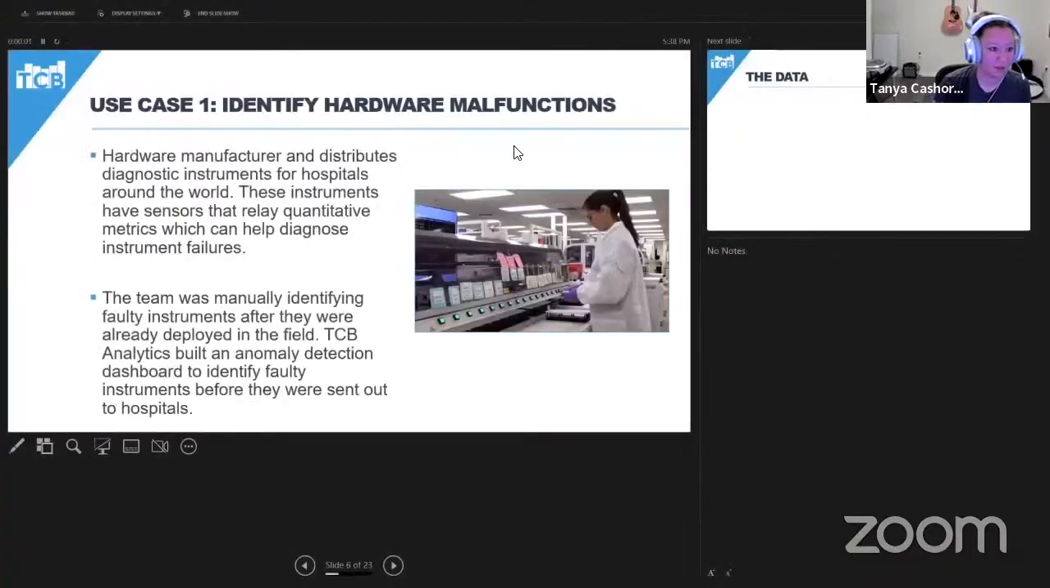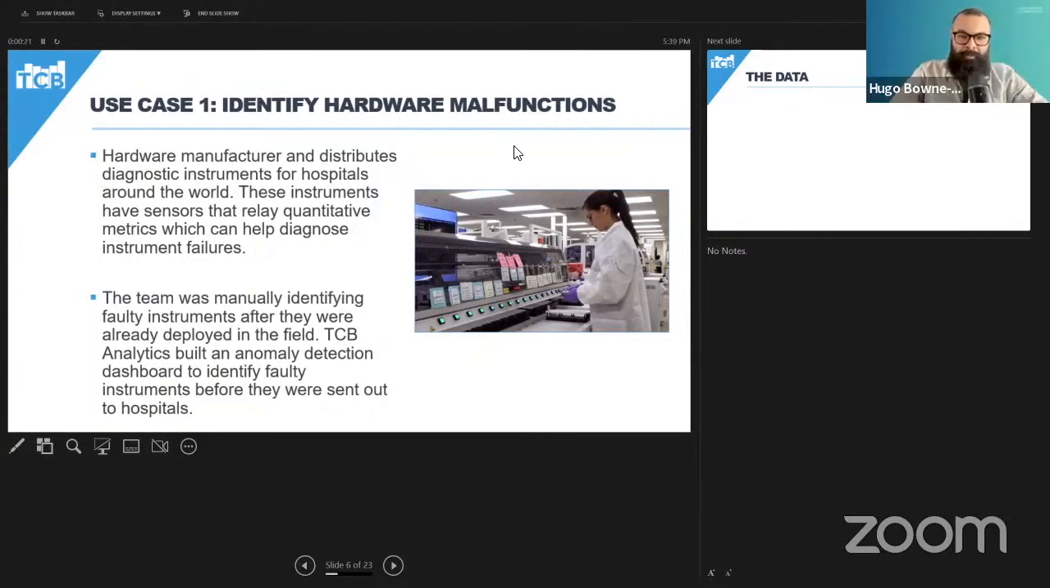So there's this use case that I think is an awesome one. I still talk about this, and we're still working with them, but they're a hardware manufacturer. They make the diagnostic instruments for hospitals around the world. And when you get your blood work done in the hospital and it comes back really quickly, that's them. That's what they make.